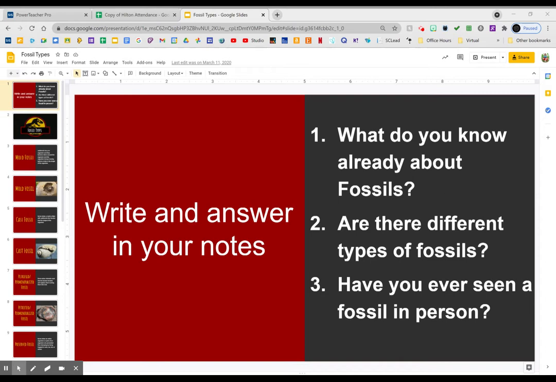And the second one says, are there different types of fossils? Of course there are. There's a bunch of them. We're going to talk about those today, and I'm going to give you some examples. And number 3, have you ever seen a fossil in person? I feel like most of you had said yes, maybe.